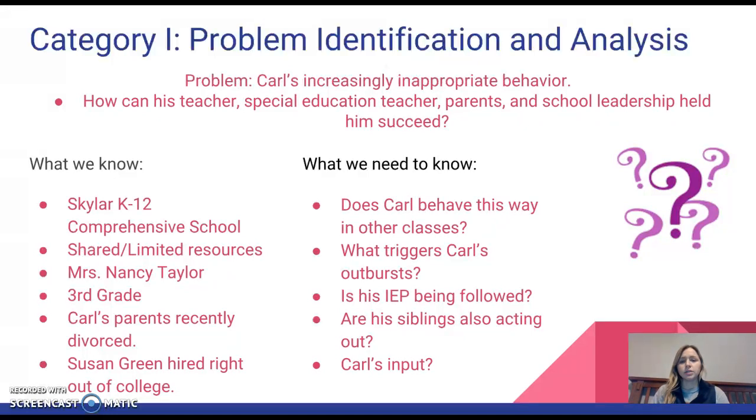Does he realize that his behavior is inappropriate? Is he proud of this behavior? What he feels about his parents getting divorced? Just talking to him and seeing what his input is about his education.